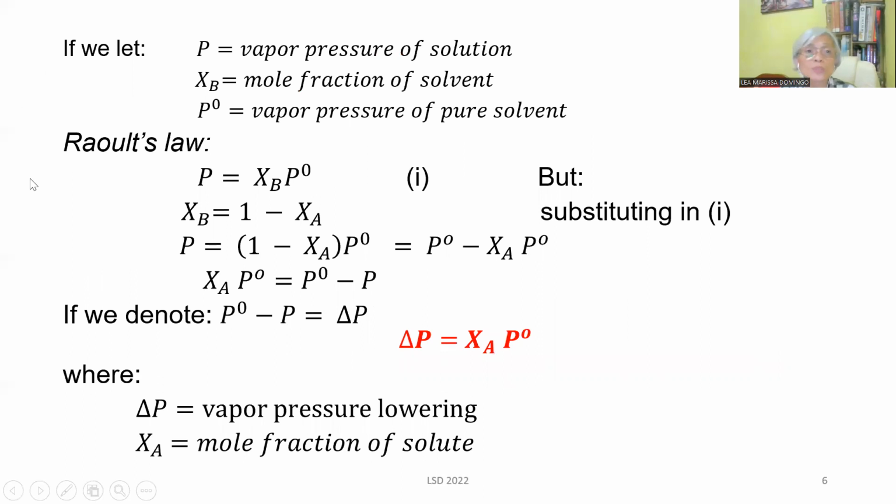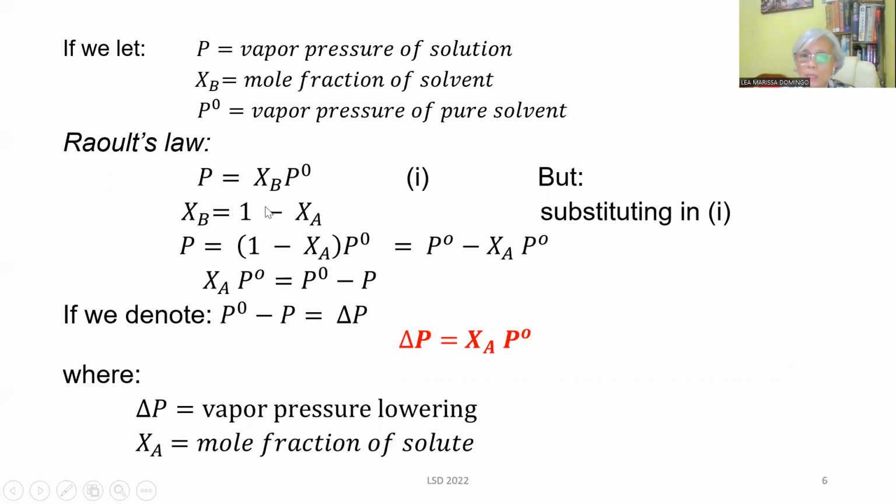Okay? So, now if you let P be the vapor pressure of solution, X sub B be the mole fraction of solvent, and P superscript 0 the vapor pressure of pure solvent. Ano yung sinasabi ng Raoult's law? Yung vapor pressure ng solution daw ay equal sa product ng mole fraction ng solvent and the vapor pressure of the pure solvent.